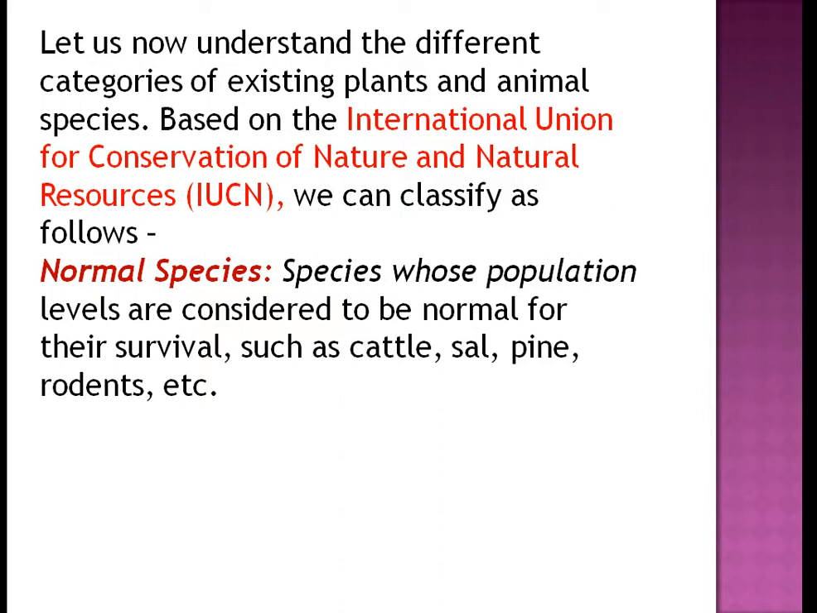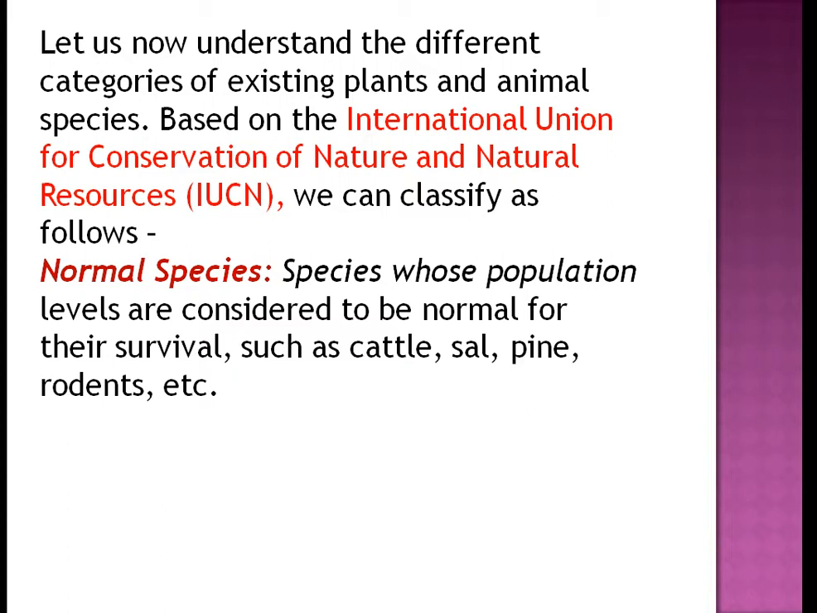In that you have to write International Union for Conservation of Nature and Natural Resources. So we can classify as follows. First point, normal species. So what are normal species here? Normal species are those whose population level is considered to be normal for their survival, such as cattle, sal, pine, rodents, etc.